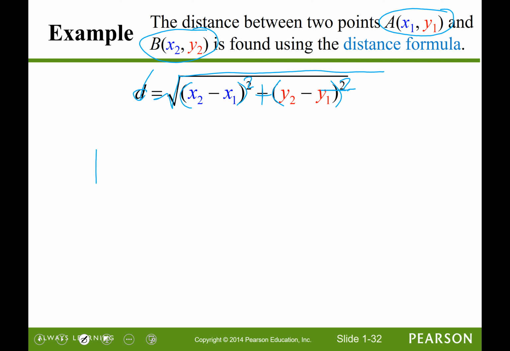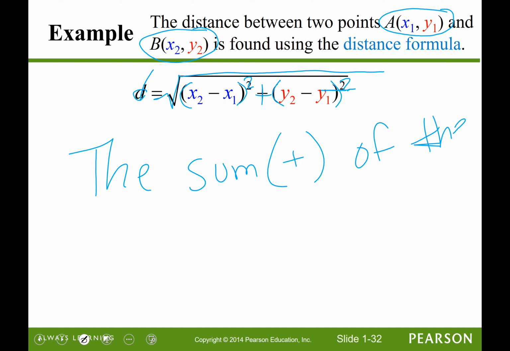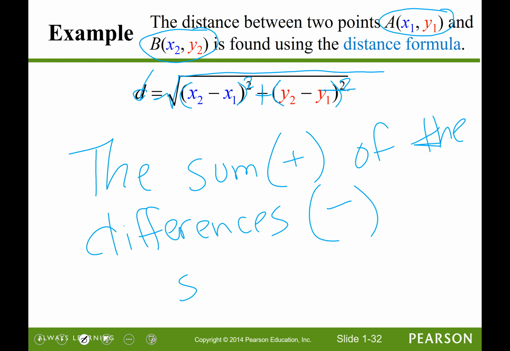There's something that I learned to help remember this formula, and let's see if I can remember. It's been a long time now. The sum of the differences, that's minus sign, squared. That's the 2's.